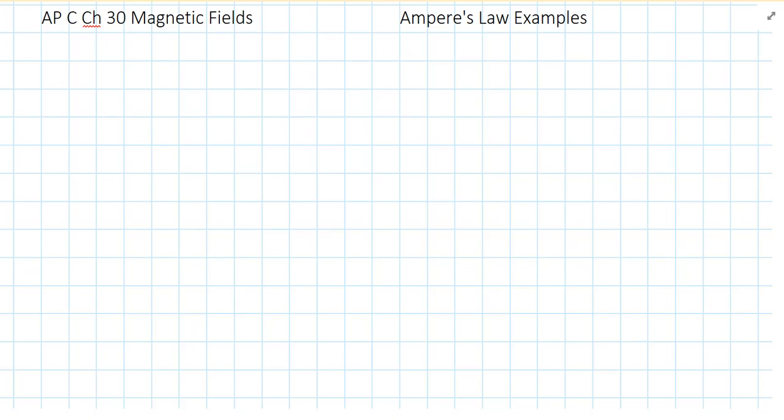Hey folks, I'm going to do a couple Ampere's law examples with you, two in particular. The first one is going to be called a toroid. Now let me show you a picture of a toroid, and then we're going to try to recreate this together in our notes here.